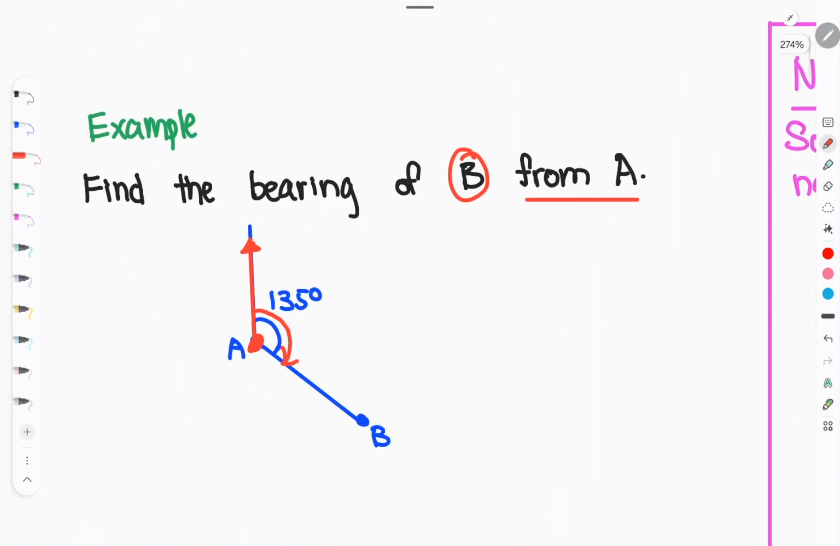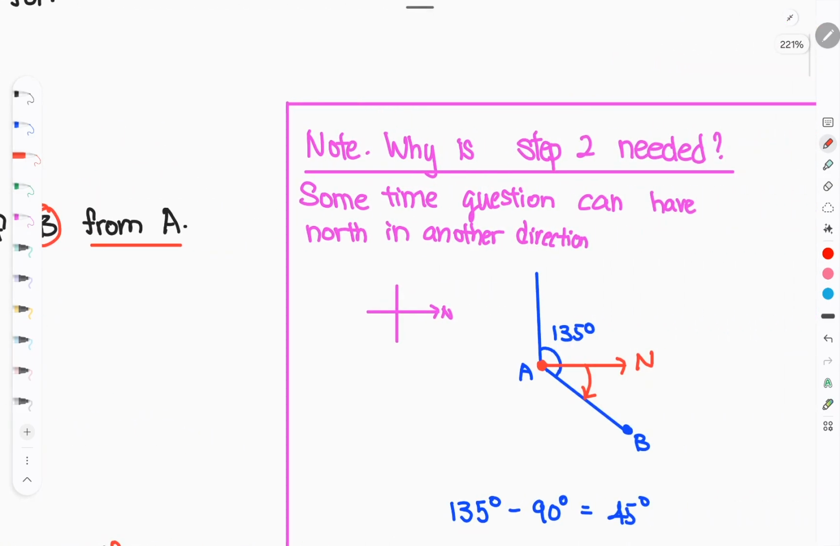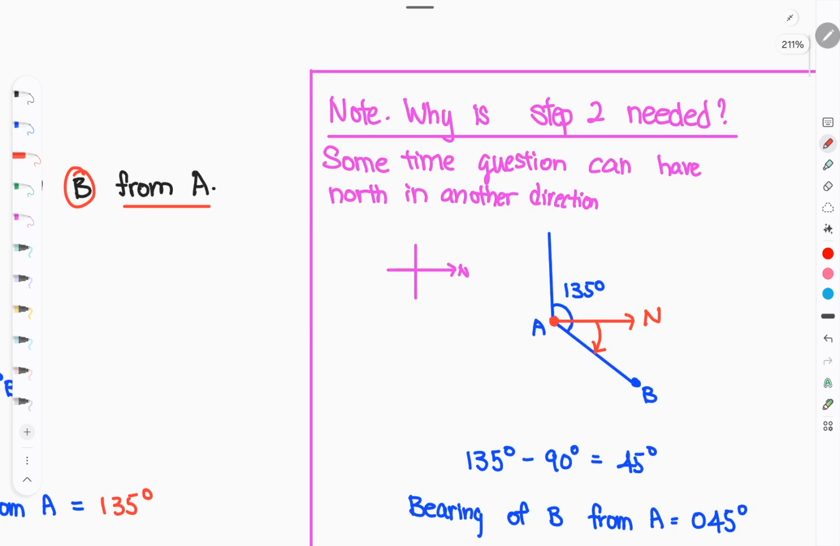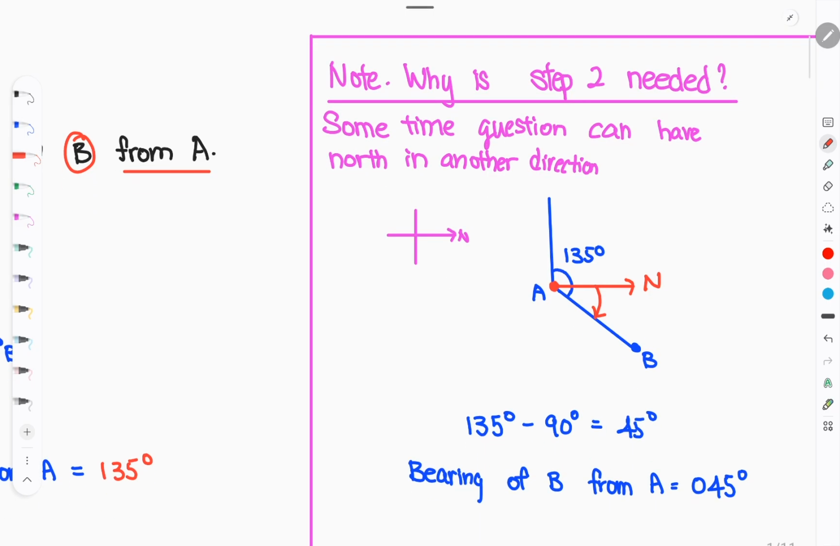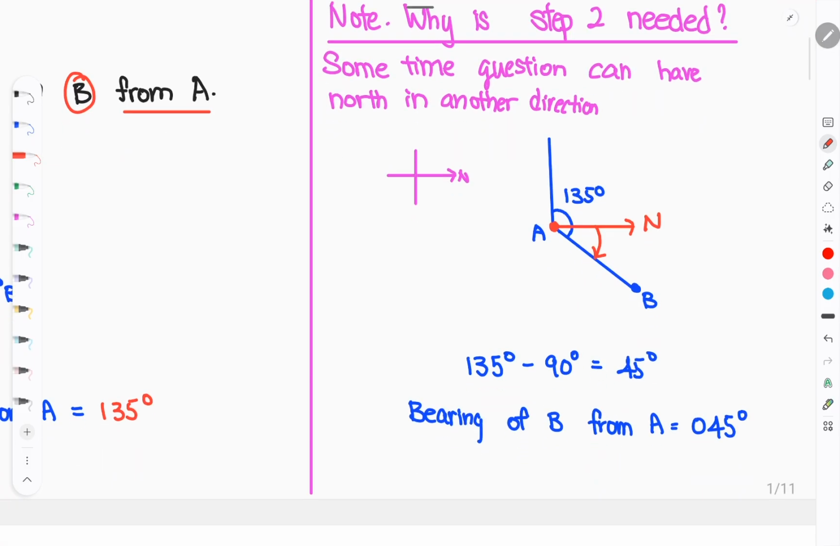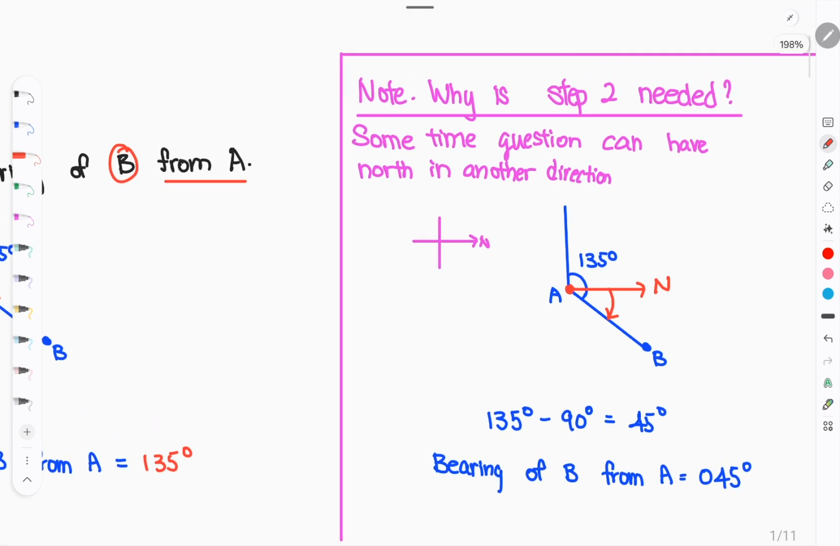Just now I mentioned that we have to draw the north line, which is a little bit weird or redundant because sometimes there is already a line over there. So why is it important? Okay, so there are some questions where they provide you with a compass and show that the north is in a different direction. So in this case, we can see that our north is pointing towards the right side. So when I draw the north line, it will be towards the right, and my bearing of B from A becomes 45 degrees instead. So it becomes 045. Can you see how it changes?